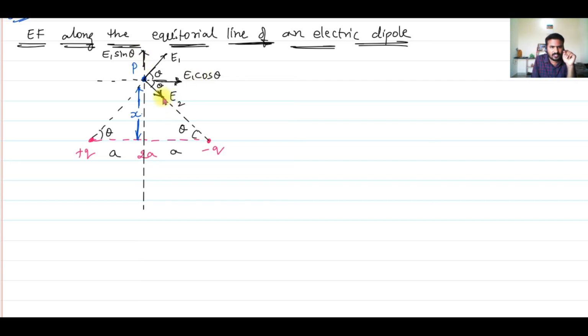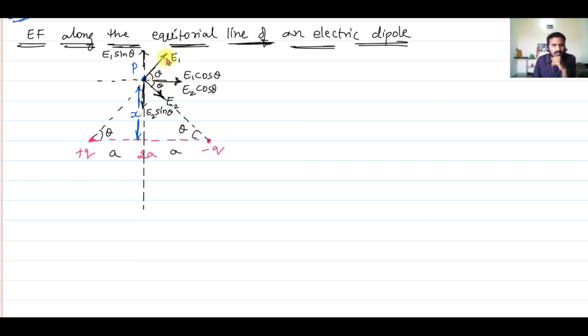Similarly, if you split this E2, the electrical field due to the negative charge, into two components, whichever side the angle is on, that side gets cos. That's what I said. So this will be E2 cos theta, and in the downward direction you're going to have E2 sin theta.